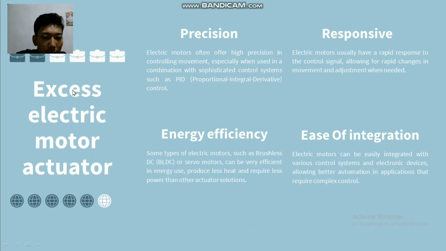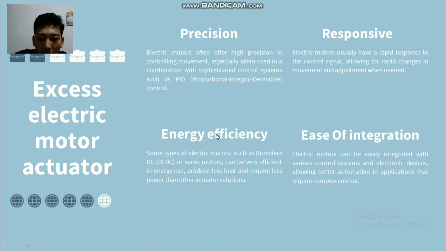Okay, the next one is the advantages of electric motor actuators. The first is precision. Electric motors often offer high precision in controlling movement, especially when used in combination with sophisticated control systems such as PID, proportional integral derivative control.